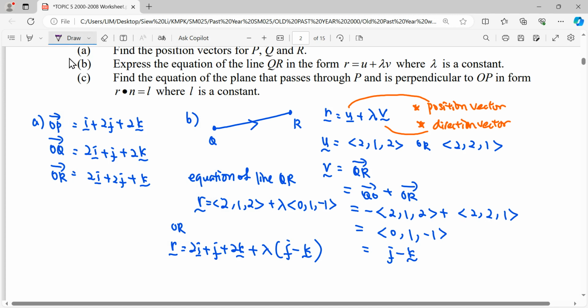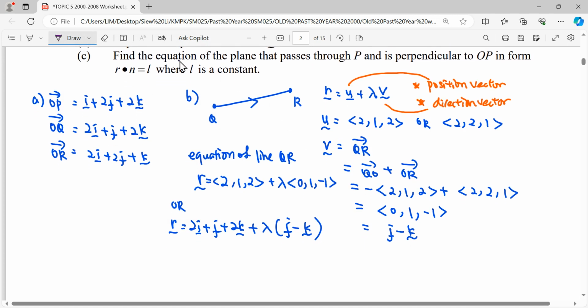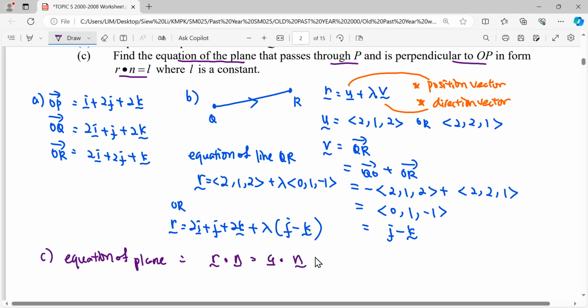Then for part C, find the equation of the plane passing through the point P and perpendicular to OP, in the form of r dot n equals to L. So when you want to find the equation of the plane, the formula will be r dot n equals to a dot n. What we need here is to find our normal and a point, which is the position vector. They want the equation of the plane in vector form, where you can see r dot n equals to L.